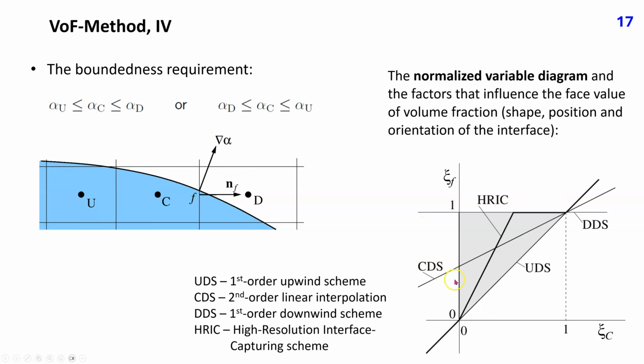This figure shows the normalized variable diagram, in which the face value of the normalized variable is plotted against the value at the cell center C. Leonard in 1997 has shown that to ensure that a bounded solution is obtained, the normalized face value has to fall within the shaded triangle. The lower bound is the first order upwind scheme, which means psi f equal psi c, that is, alpha f equal alpha c. The upper bound is the line psi f equal 1, which means that alpha f equal alpha d, which corresponds to the first order downwind approximation.